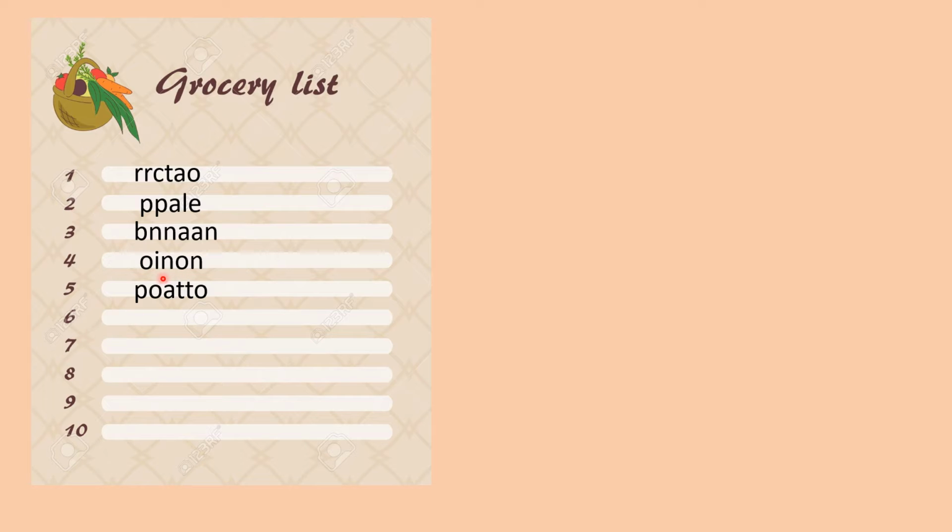The next one on the list. OINON. This one was very easy for him. He was getting the hang of the game. And he was reading the words that were jumbled up so quickly. O, N, I, O, N. Onion. So they shopped for some onions.